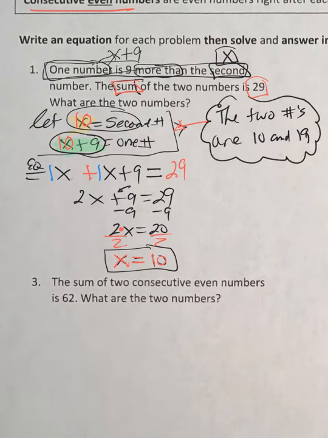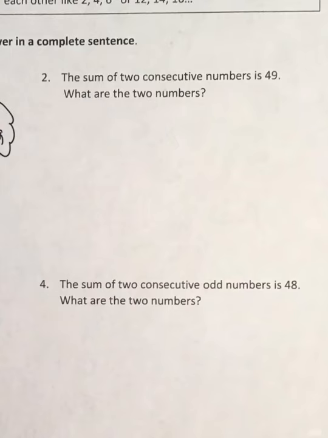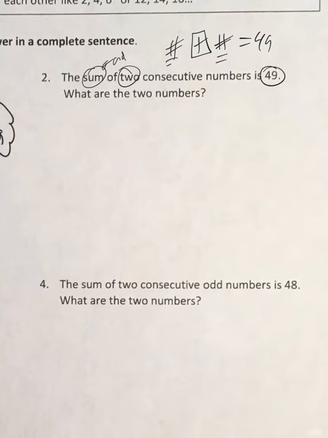Okay, let's look at number 2. This says the sum of two consecutive numbers is 49. What are the two numbers? So once again, we are adding two numbers together, right? That's what the word sum means, we're going to add. And we want those two numbers to equal 49. Again, we are basically adding two different numbers, and we want that total to be 49.